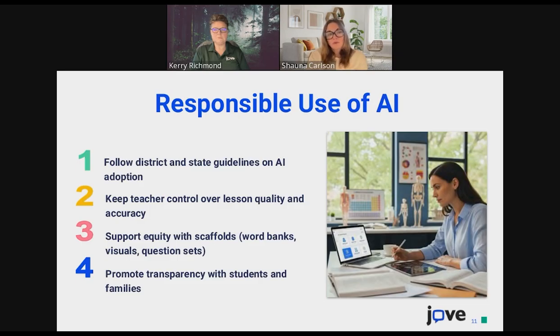And responsible use of AI will also ensure that equity can be supported with built in scaffolds like visuals, word banks, or differentiated set of questions, or totally differentiated lesson. You can create multiple different lessons from one for your different learning styles. And then finally, I would say promoting transparency with students and families is also really key in your responsible use of AI. Students and families should understand how AI supports and does not replace instruction.